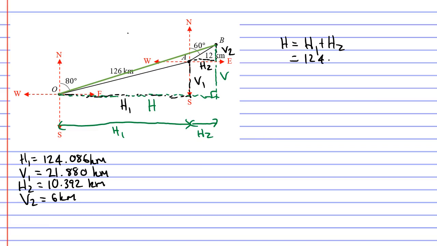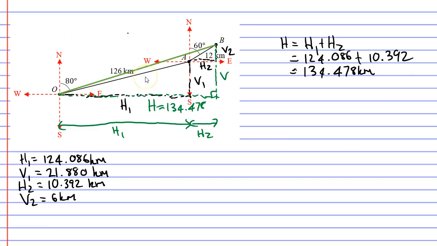which is 124.086 plus 10.392. What do we get when we add those up? I'm just going to use my own personal calculator here. And I get 134.478 kilometers. Let's write this in green. So our horizontal component is 134.478 kilometers. Let's look at our vertical component.